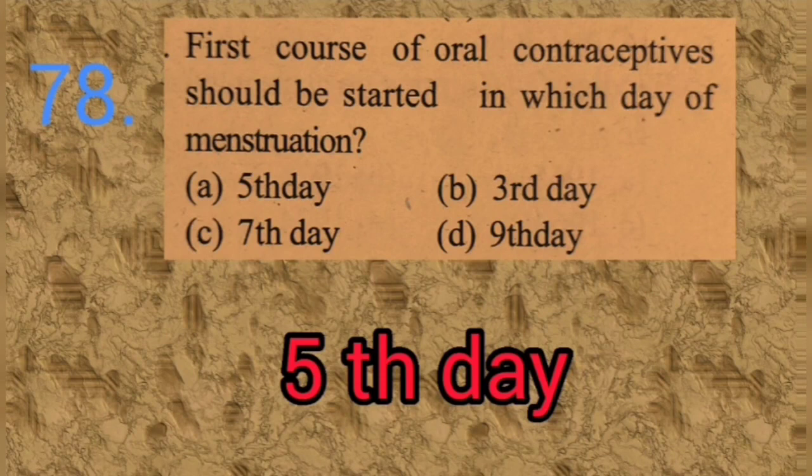First course of oral contraceptives should be started on which day of menstruation? Options: A, 5th day; B, 3rd day; C, 7th day; D, 9th day. Option A is the right answer, that is the 5th day. First course of oral contraceptives should be started on the 5th day of menstruation.